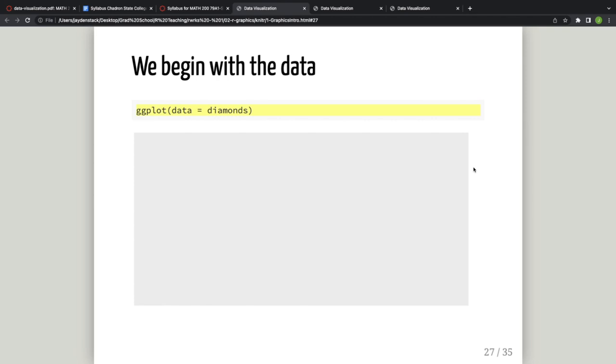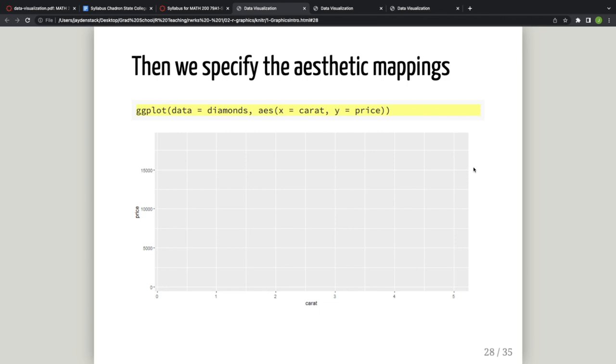Okay, so let's begin with the data. ggplot data equals diamonds. Awesome, we have something to build our base off of. We are now starting with our data. Boom, that is our first layer. Okay, so let's make some aesthetics with it. So now let's do aes. This is exactly how we're going to code it.